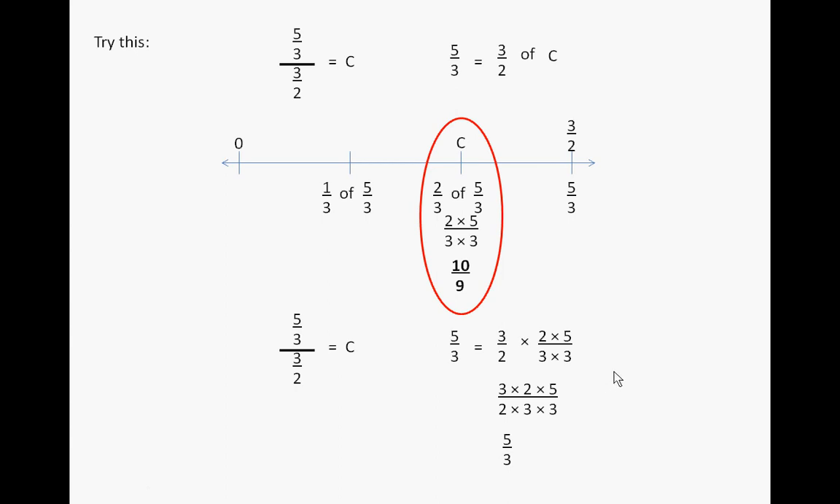Again, this is complicated. I understand this is going to take more than one watching of the video and more than one reading of your notes, and we will be practicing this in class. All right, we'll see you in class.